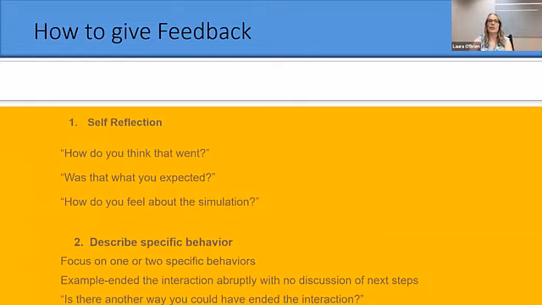They'll ask, how do you think it went? And the student will talk about what they did well or what they didn't. And then you describe a specific behavior of something that they thought they could improve on, or you thought they could improve on. So is there another way you could have ended the interaction? Maybe the interaction ended very abruptly and it wasn't clear to you as the patient that it ended. You didn't really know what was going on. What were the next steps? So you could say, well, is there another way you could have ended the interaction? And so get the student to reflect on that.